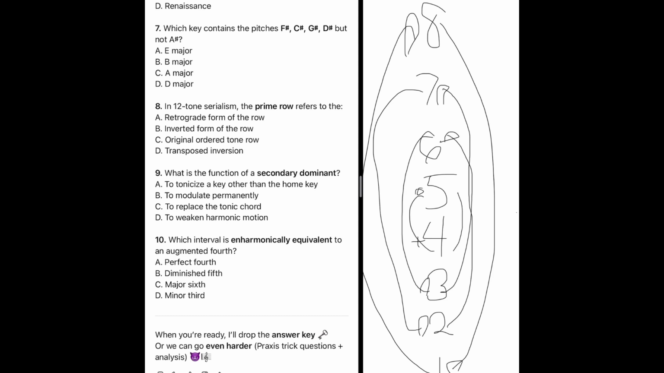diminished fifth. So I'm going to say, strongly, I'm going to say B. So I'm going to get an answer key.